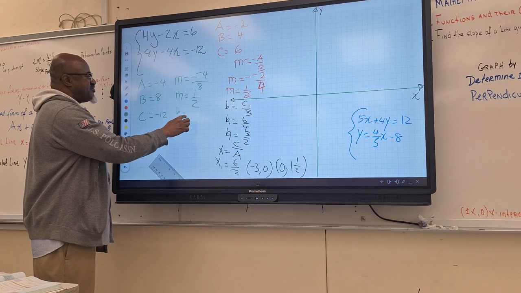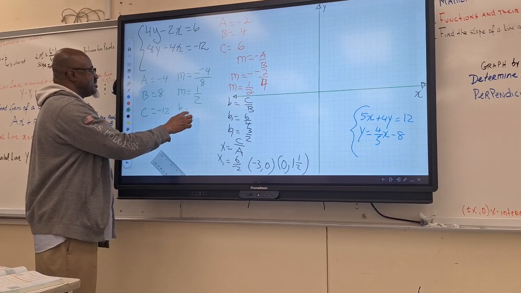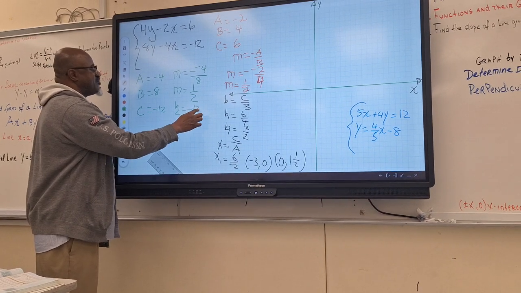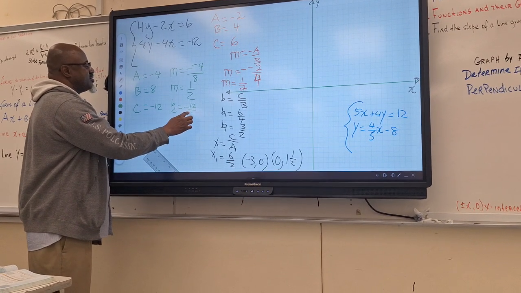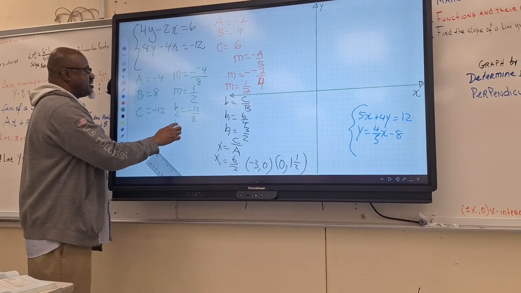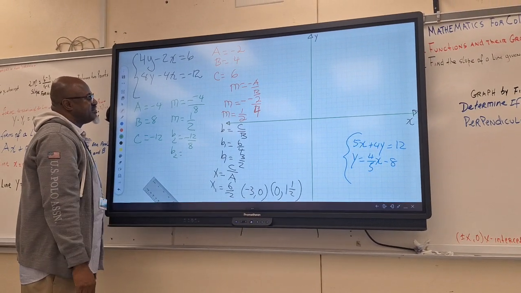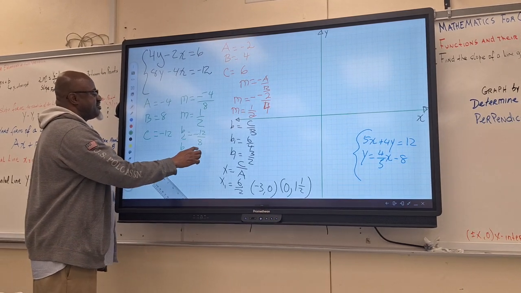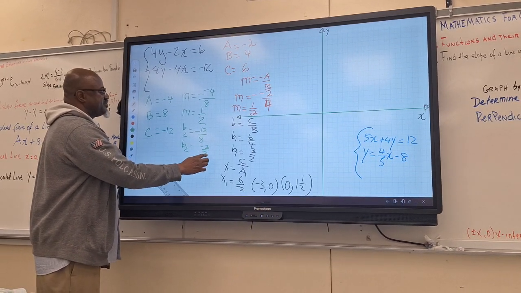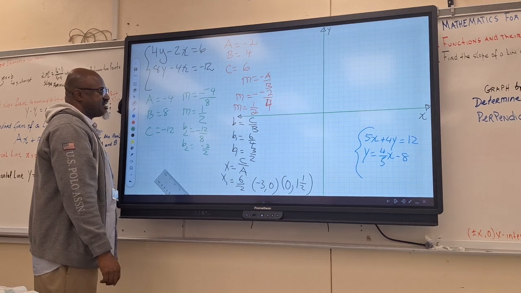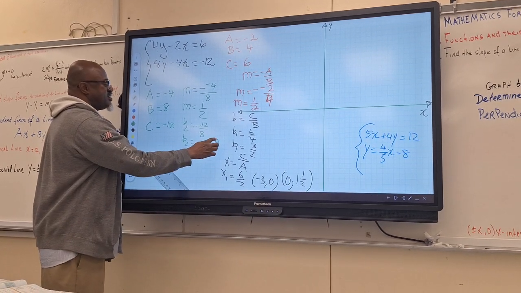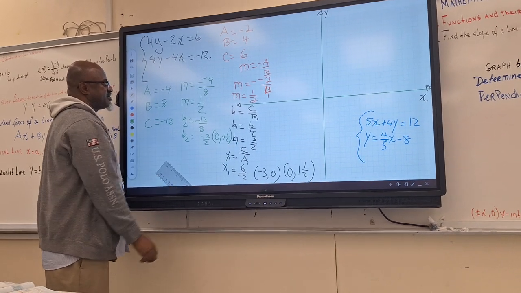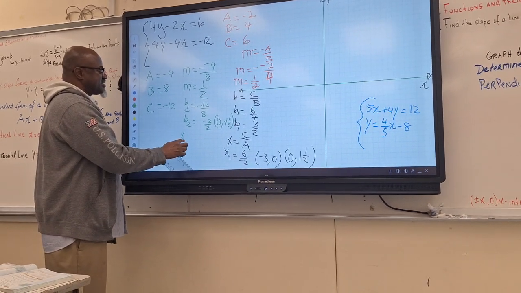Then how will you find your b? b is C over B. What is C? -12 over B, 8. Simplify that, that is your y-intercept. That will be -3 over 2. If we change that as an ordered pair, that would be -1 and 1/2.